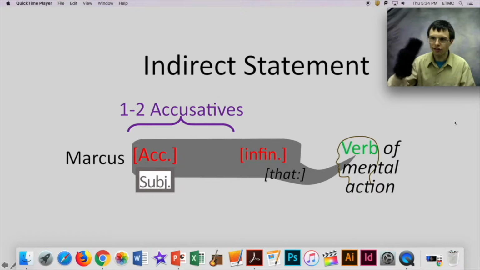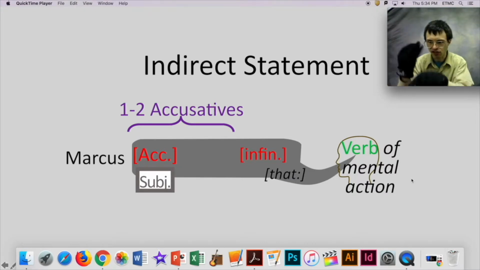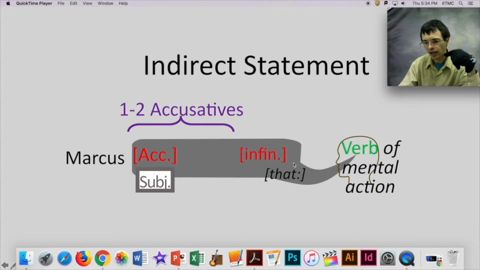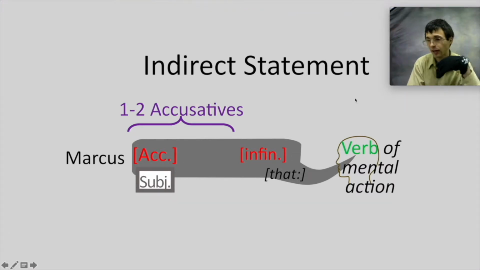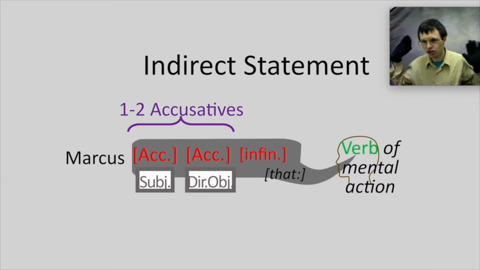Okay, so our third and final infinitive construction is going to be indirect statements. If you forgot about this, this all starts from a verb of mental action. Remember, the head signifies a verb of mental action, like think or say. And then we have an accusative subject and an infinitive verb. Now, if that infinitive verb is transitive, happening against something, then we could even have a second accusative as the direct object.